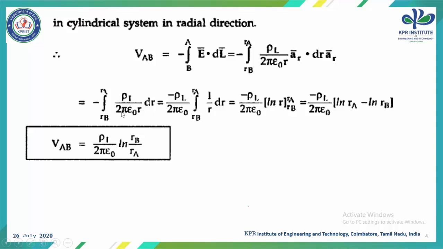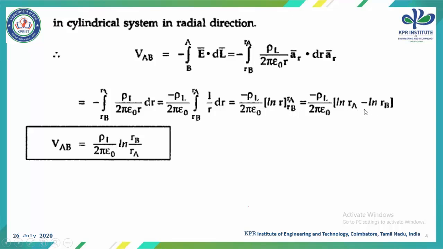Now rho L by 2 pi epsilon naught is the constant. You can take it out. So what is the remaining thing? Dr and R. So you want to integrate for this term only, which is equal to ln R. Clear? Now you want to substitute the upper limit minus lower limit.